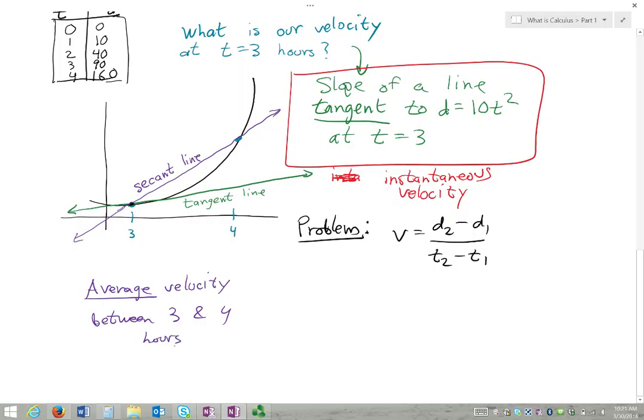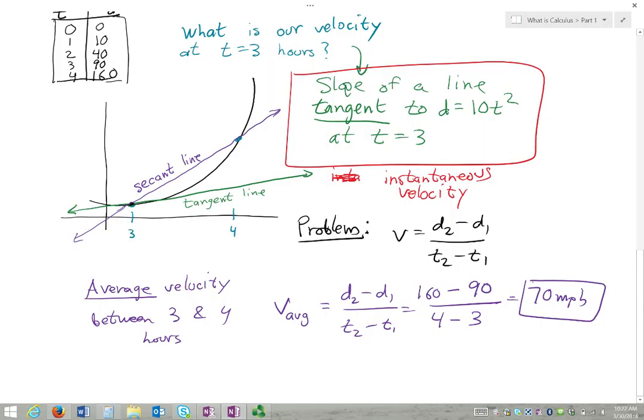Okay, well we could certainly do that. I mean, now we have 2 points, right? So from 3 to 4 hours, well, okay, so T1 is 3 hours, T2 is 4 hours, and at 3 hours, I believe that was 90 miles. Yeah, it's right up there. And after 4 hours is 160. So we divide the two, and we get 70 miles per hour.